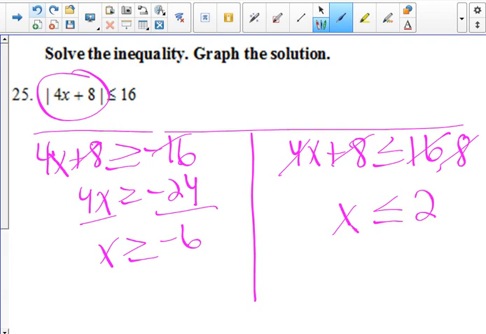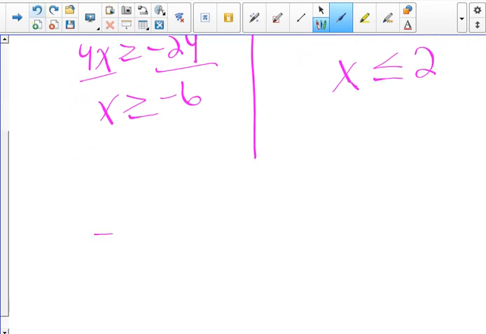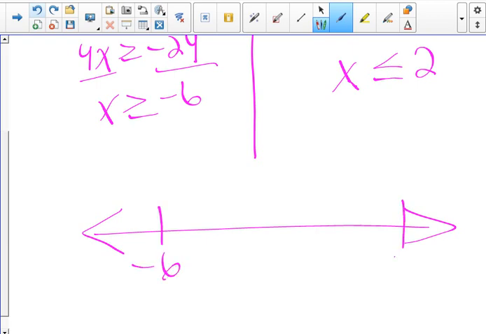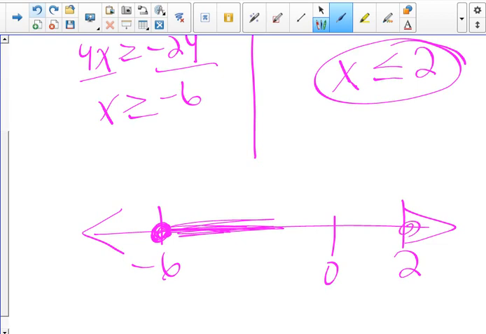So there's our answers. So to graph that, we're going to have a negative 6 over here and a 2 up here, and 0 would be in between. So it's greater than or equal to negative 6. Because it's equal to, close the dot and shade to the right because it's greater than. Less than or equal to 2, close the dot on 2 and shade to the right. So it's a segment between -6 and 2 inclusive. And that's your answer.